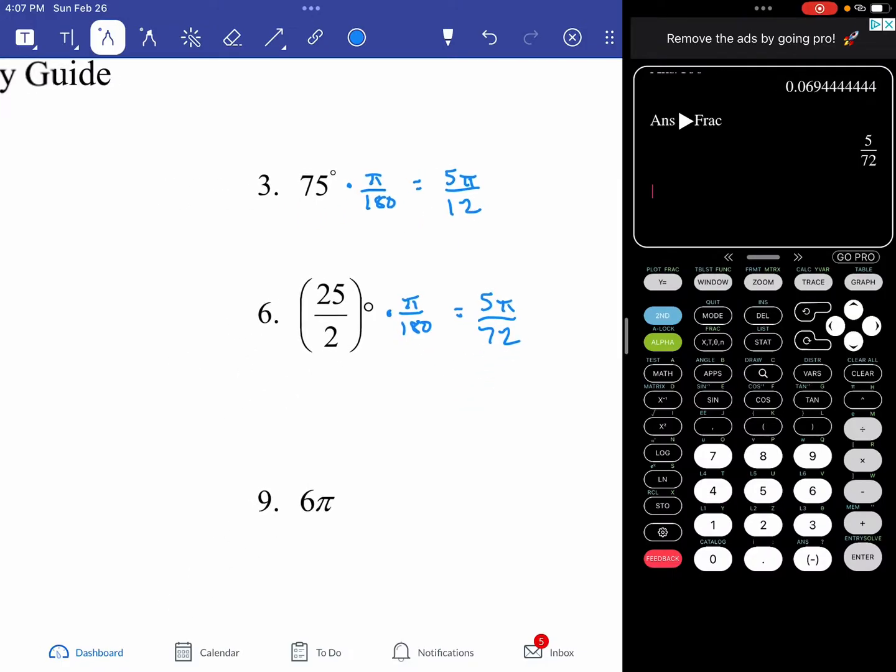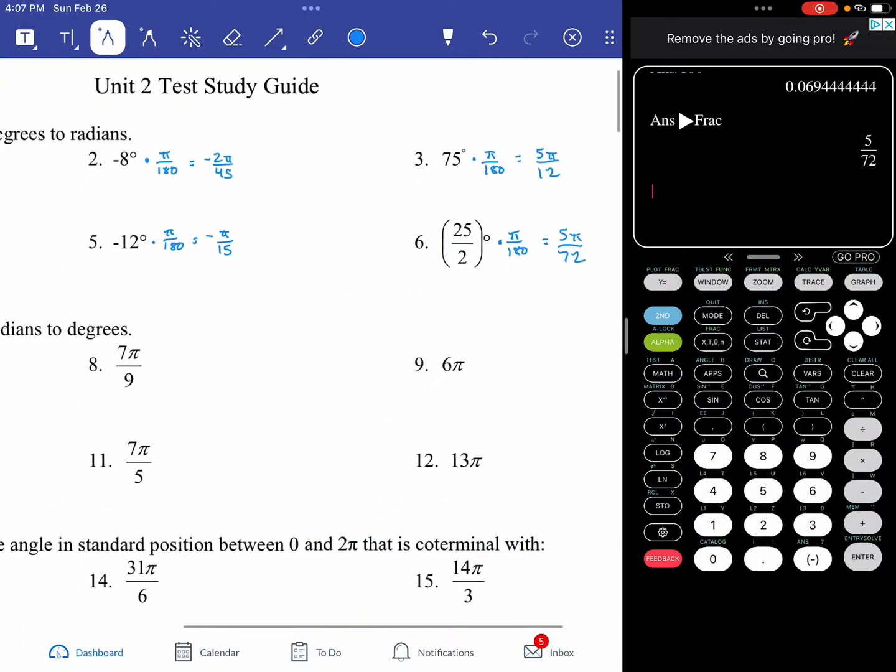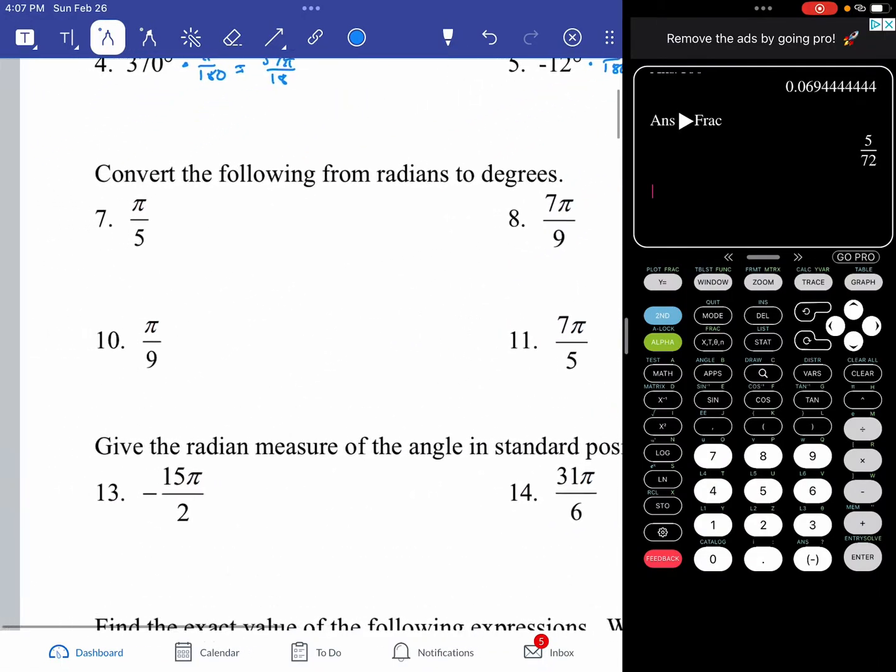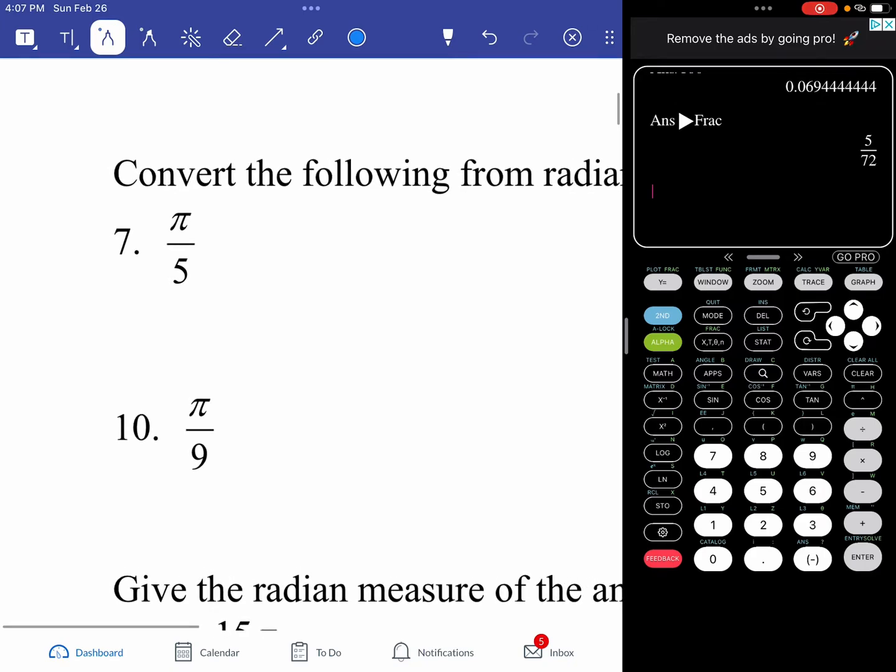Okay. There's degrees to radians. Now we're going to go from radians to degrees. So you're going to flip your conversion upside down. So now we're going to multiply by 180 over pi. So we have 1 over 5 times 180. Gives us 36 degrees.